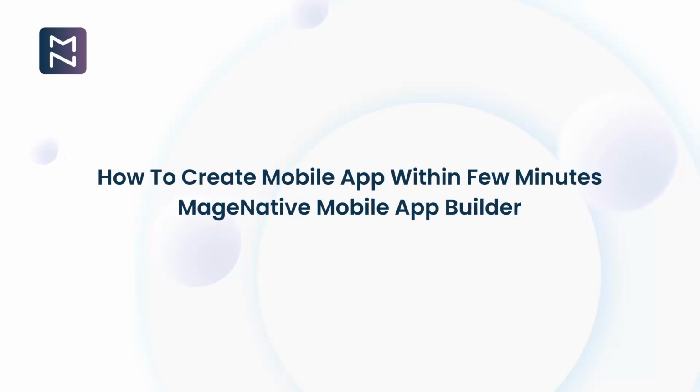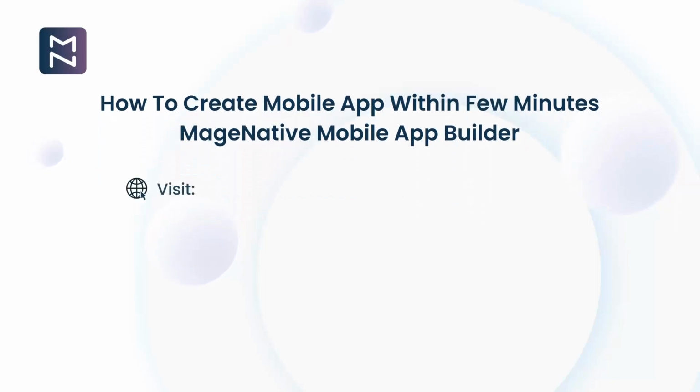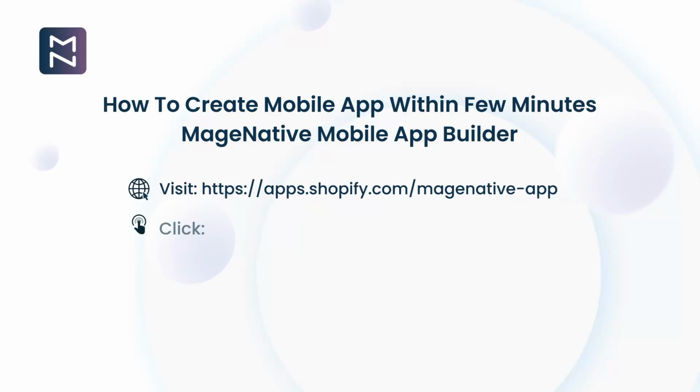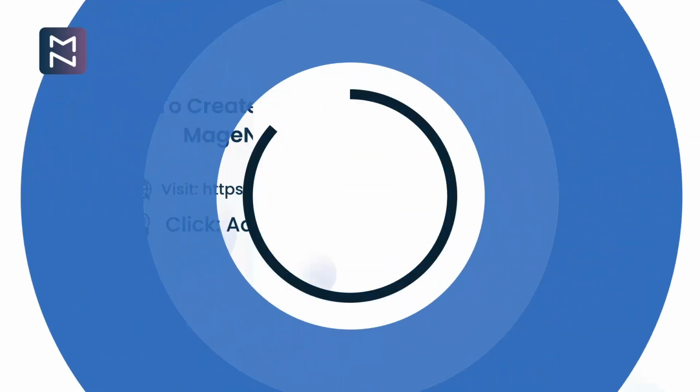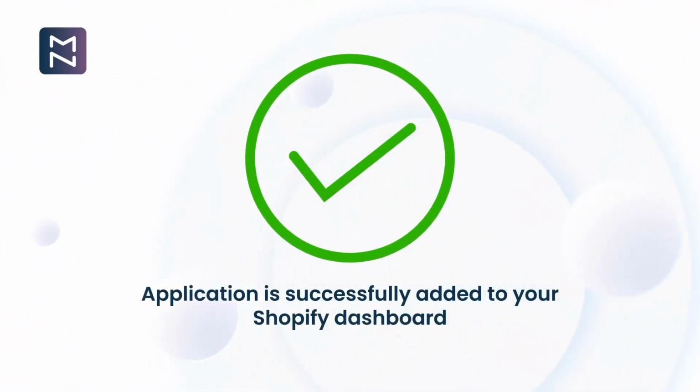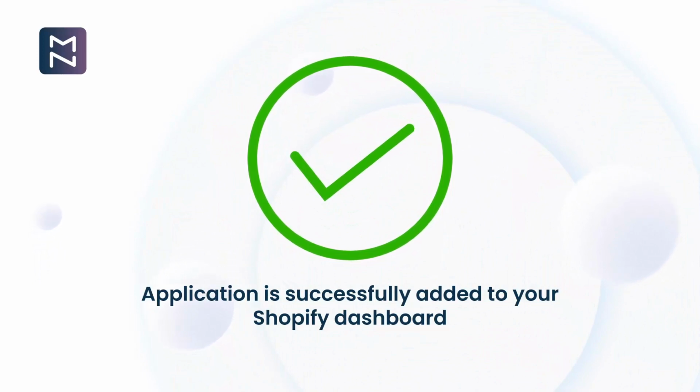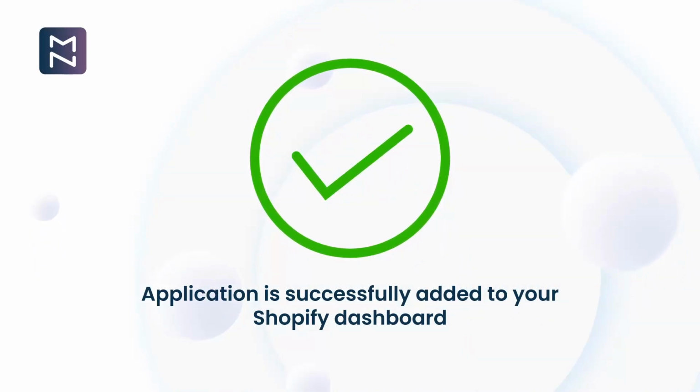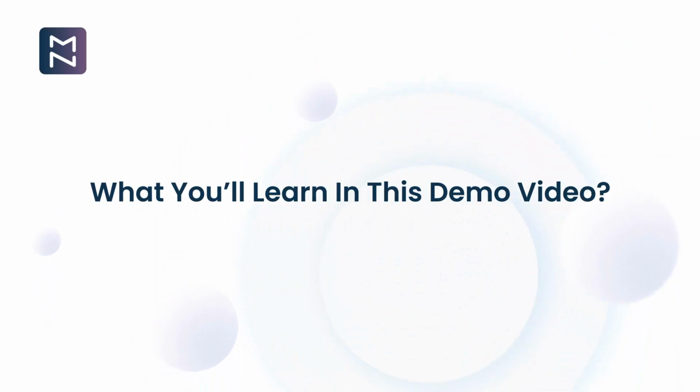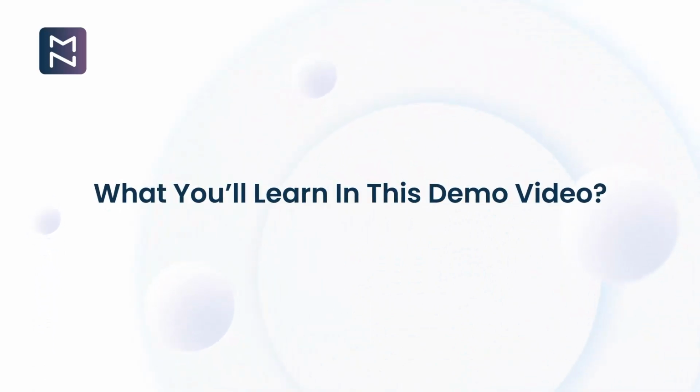So to install the app, all you need to do is visit apps.shopify.com, add an app, and yes, the application is successfully added to your Shopify dashboard. Now before we proceed with the demo video ahead, let me give you an overview of what all we'll cover in today's demo video.